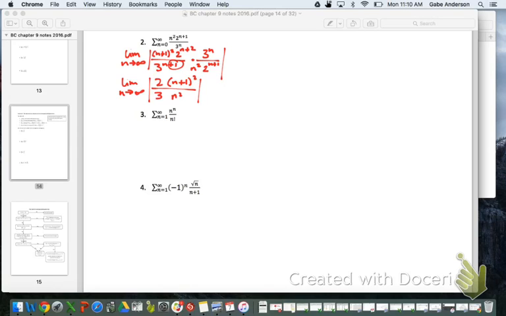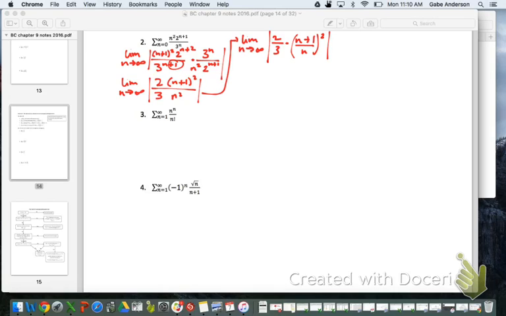If we wanted to, we could rewrite that just a little bit. I don't think we have to, but let's do it just to hopefully make things as clear as possible. This would end up being the limit as n goes to infinity of 2/3 times n plus 1 over n, the whole thing squared.